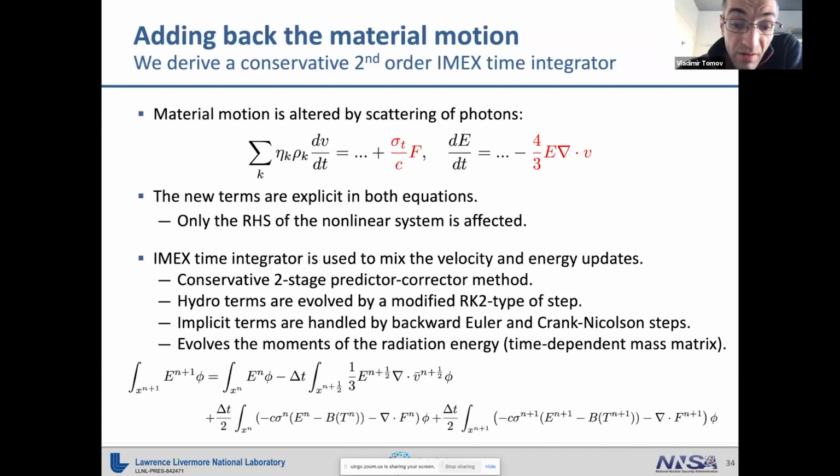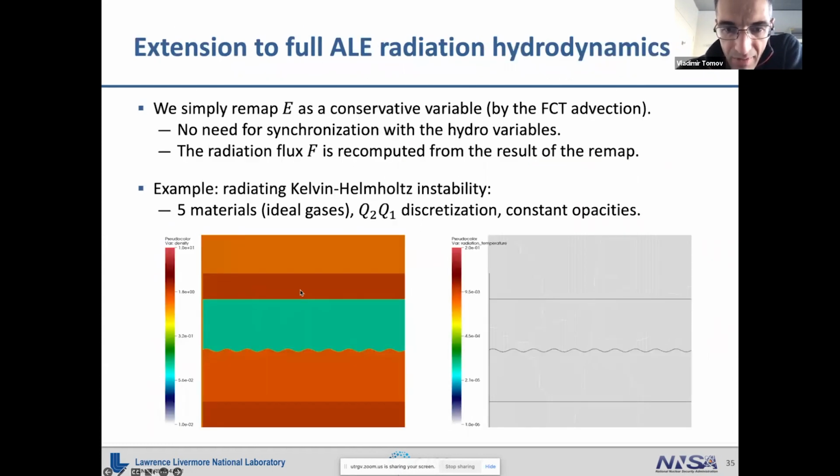And the final thing is, if you want to add the mesh motion, what happens is, if the radiation field is very strong, it can actually move the material around, and on the other hand, the material motion also contributes to the radiation field. Then one needs an IMEX time integrator. One needs to be careful how to make it high order, conservative, and all that. We have been working on that. But let's go to some results.